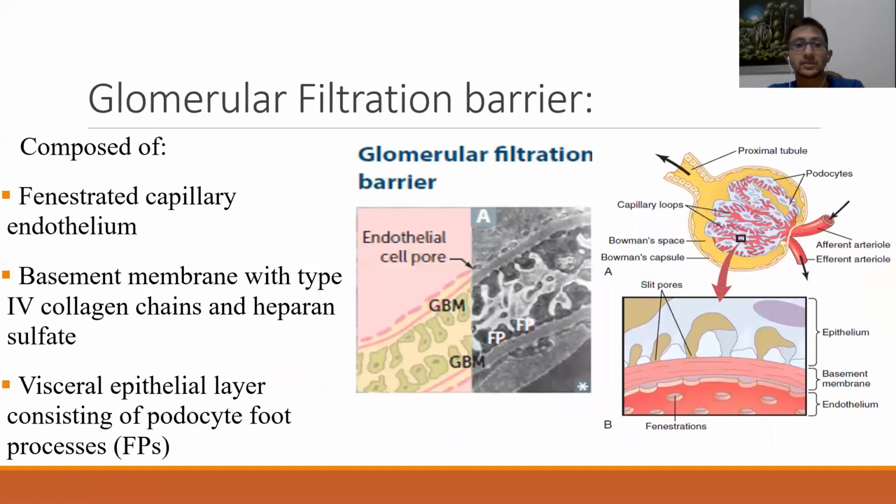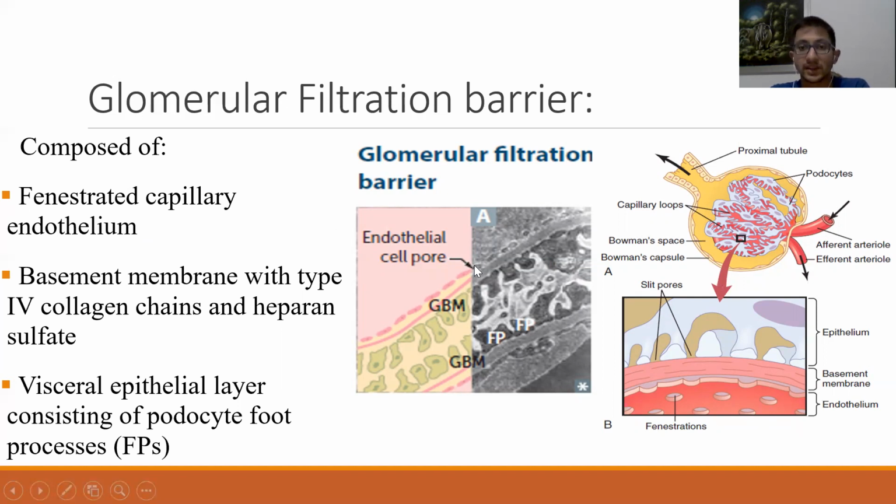This is the most important part of the glomerulus. It's the glomerular filtration barrier, and it consists of these three main parts, which you definitely want to make sure you remember. That's the fenestrated capillary endothelium. So it's fenestrated, that's a capillary, and we know that all the blood vessels are lined with endothelium.